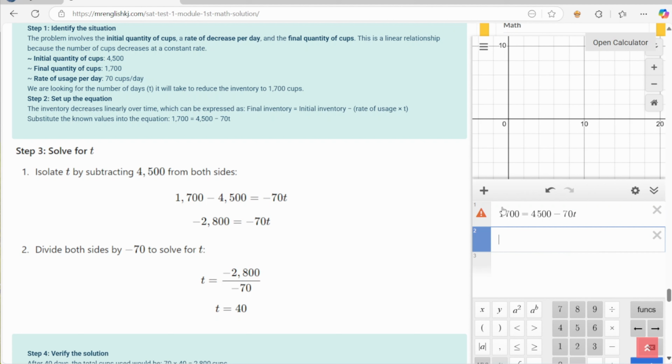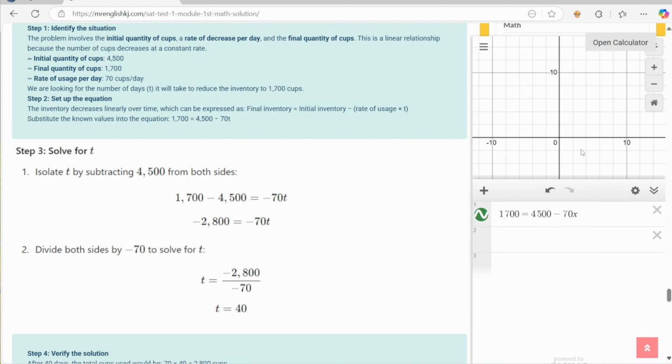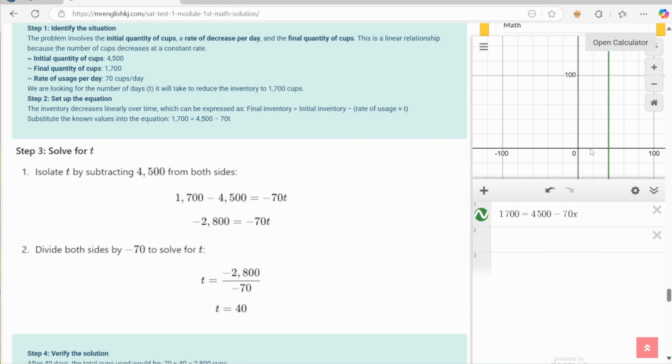Now you are able to do it, but there is a catch. Desmos calculator doesn't understand this t or anything, so you have to write it x. Now you can see your answer. Just zoom out, there it is. Get it? 40 is your answer. Same as we have calculated here. So you can use Desmos calculator, but you can't use it for everything, because you need basic information. If you don't know this basic information, you can't do anything at all.